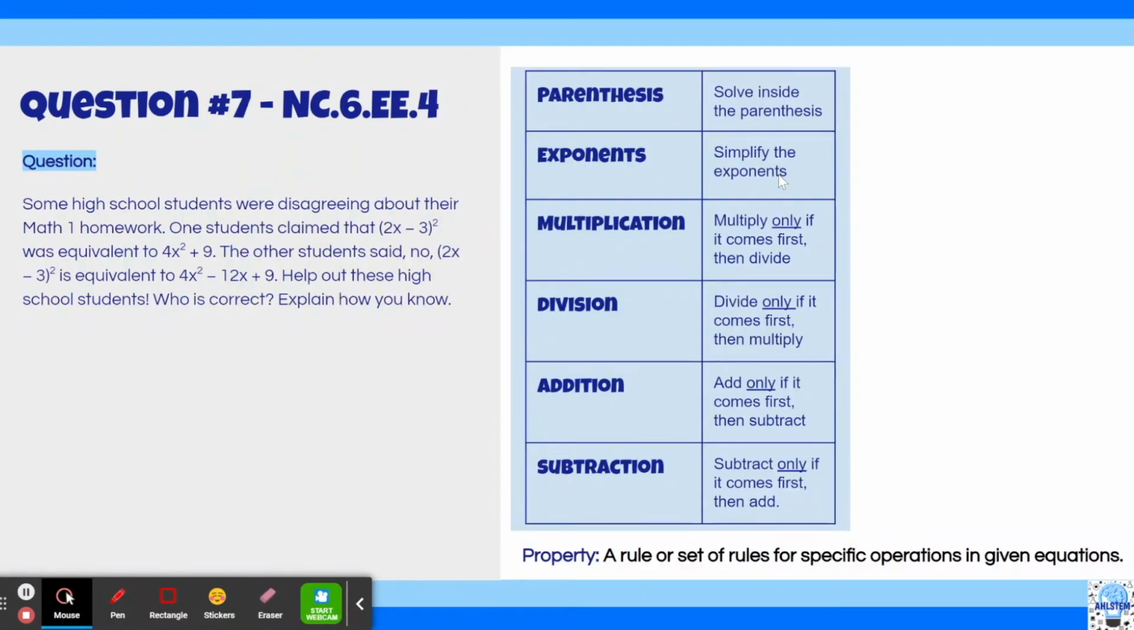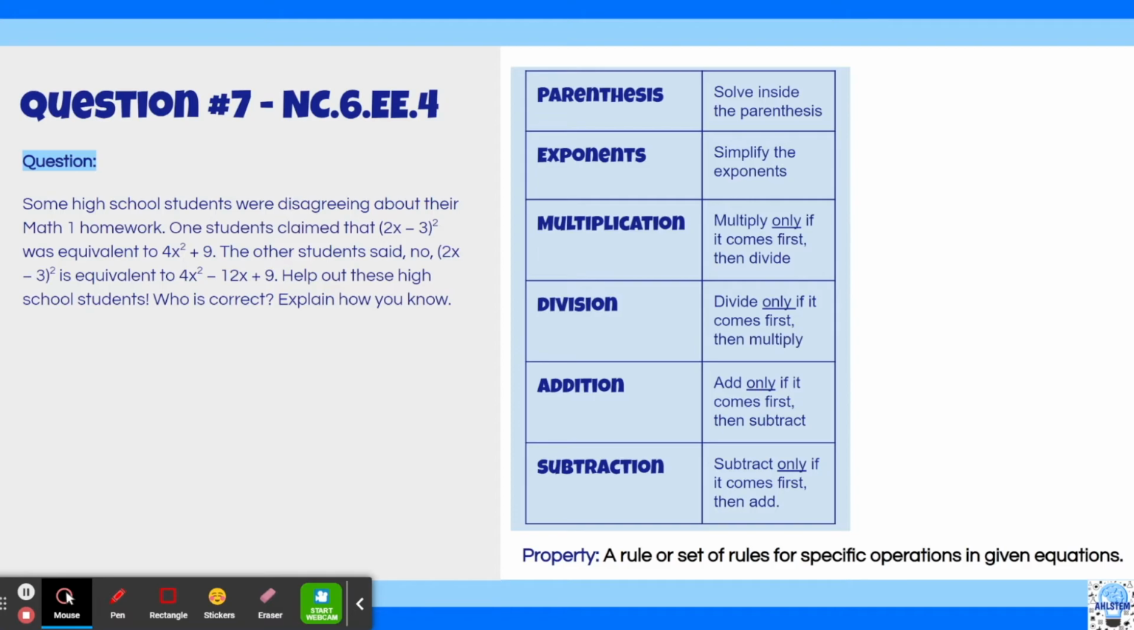All right, let's do our 7th problem. Some high school students were disagreeing about their Math 1 homework. One student claimed that 2x minus 3 quantity squared was equivalent to 4x squared plus 9. The other students said, no, 2x minus 3 quantity squared is equivalent to 4x squared minus 12x plus 9. Help out these high school students. Who is correct? Explain how you know.